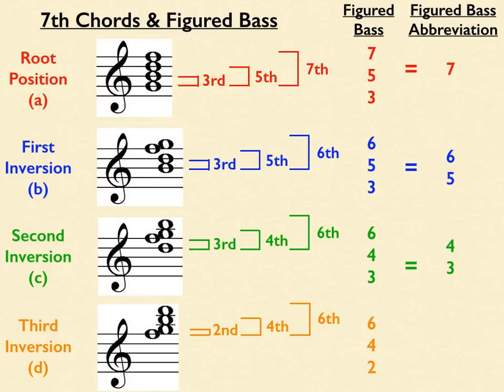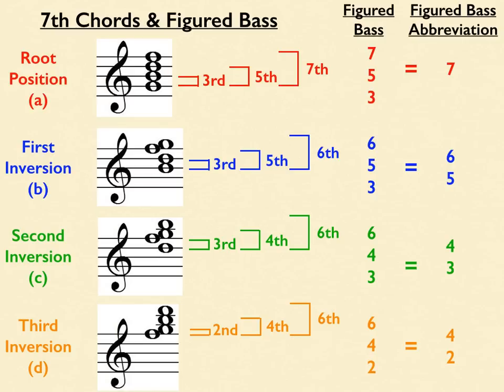Well, you can't write 6, because that means just a first inversion chord. You can't write 6/4 because that means a second inversion chord. So you'd have to write 4/2 for third inversion. There's almost a pattern, as you can see in the far right column, the figured bass abbreviation.